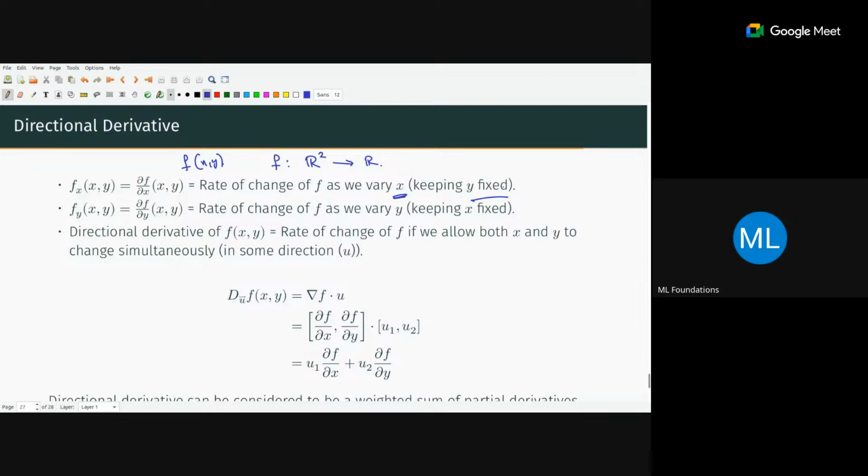That is called the partial derivative with respect to x, represented as dou f by dou x of x comma y. If I do the same by interchanging variables, it is called dou f by dou y: the rate of change of f as we vary y, keeping x fixed. That is the partial derivative with respect to y. Sometimes we represent it as f subscript x, sometimes directly as dou f by dou x. You see the difference: this dou represents the partial derivative.